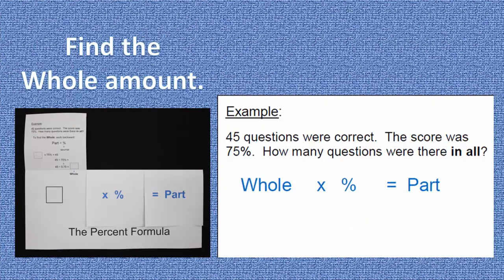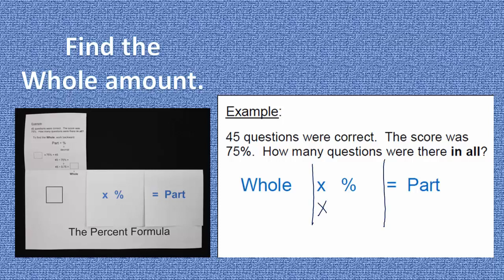Other times we have a percent problem where we are given the percent and the part, but we need to find the whole amount. Example, 45 questions were correct. The score was 75%. How many questions were there in all?